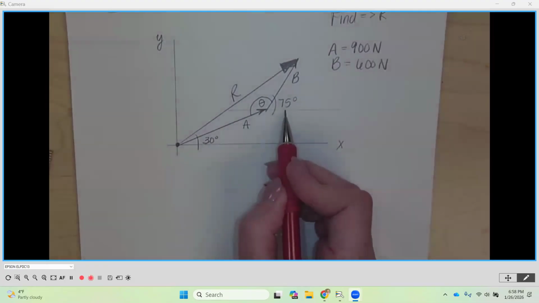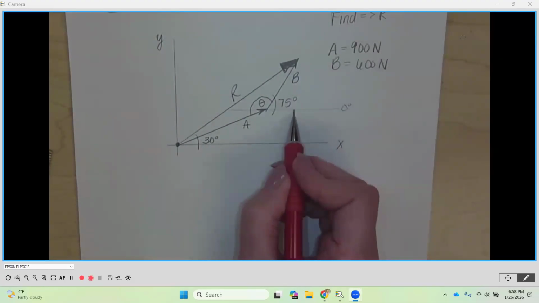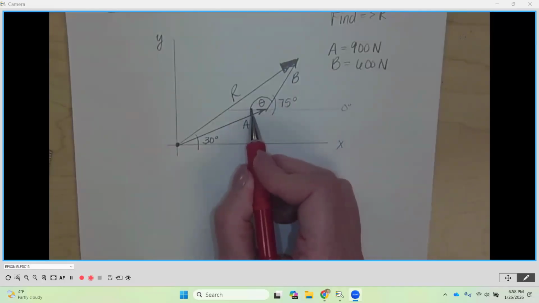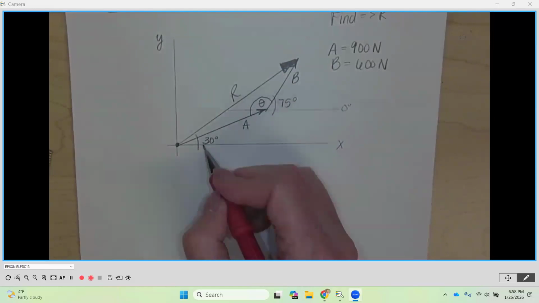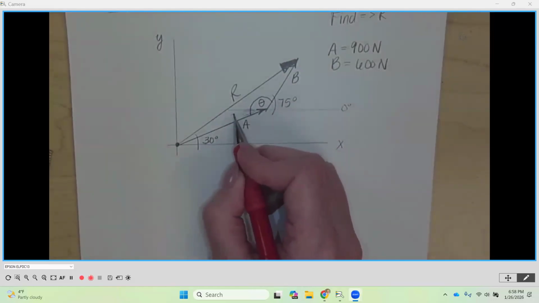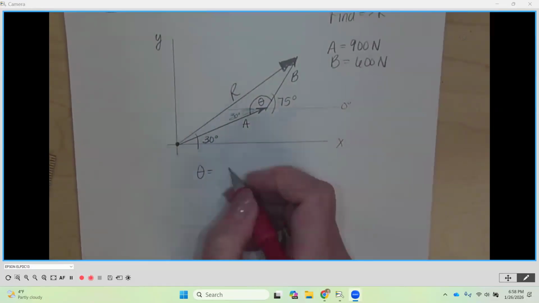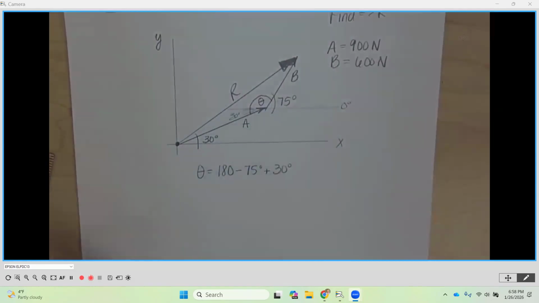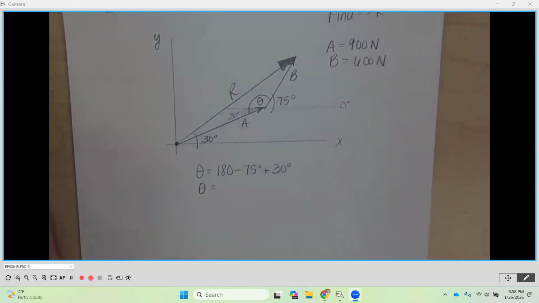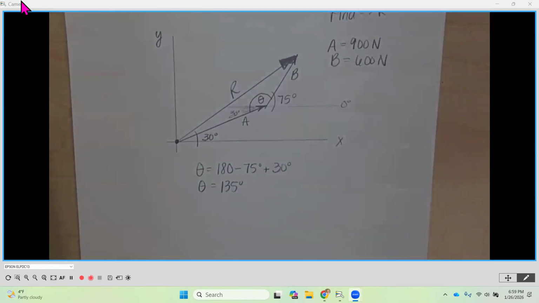So theta is going to be equal to, if this is 0 degrees, 180 to this line, minus 75, plus, looks like this is 30 degrees again. So theta is equal to 180 minus 75 plus 30. Do you get 135? You guys get that same number? 135. Thank you, Ava. Yes. So theta is 135.